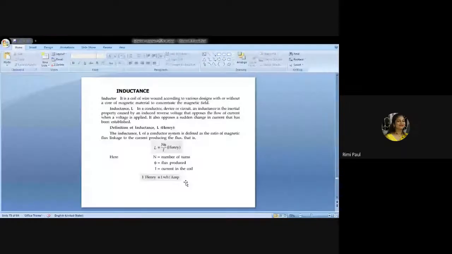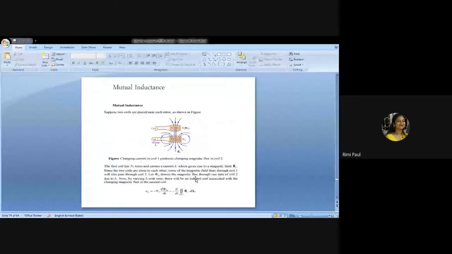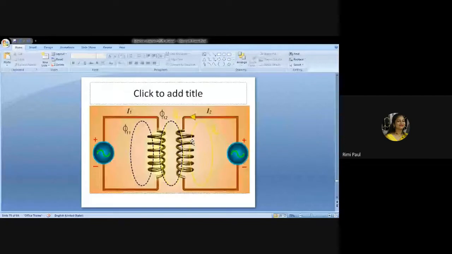So I already mentioned it, so I'm not going through this. Mutual inductance. What is mutual inductance? Here you are taking one solenoid, one core material or coil, and this is connected to a supply.